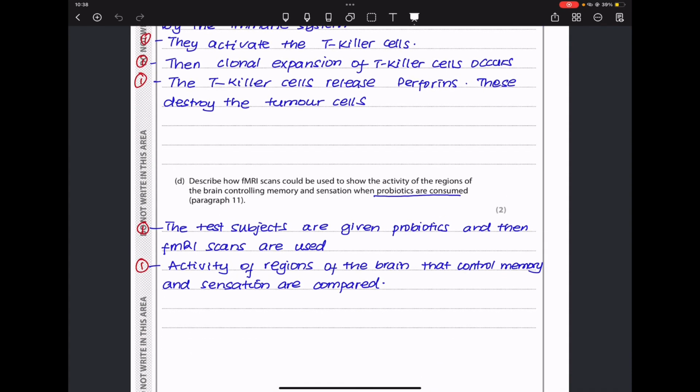In part D, describe how fMRI scans could be used to show the activity of the regions of the brain controlling memory and sensation when probiotics are consumed. To do this, the patients or subjects have to be given the probiotics before the scan, and then a scan can be carried out to see the regions that are activated. So I say that test subjects are given probiotics, and then fMRI scans are used. Activity of regions of the brain that control memory and sensation can be compared.